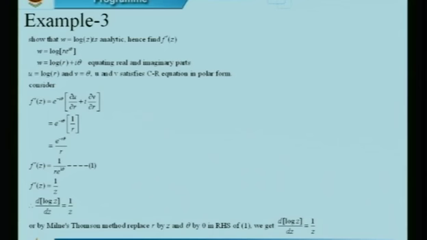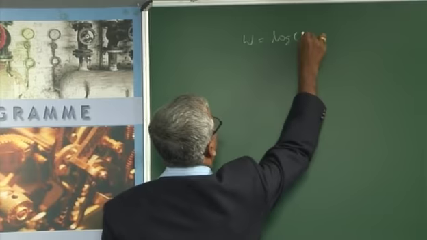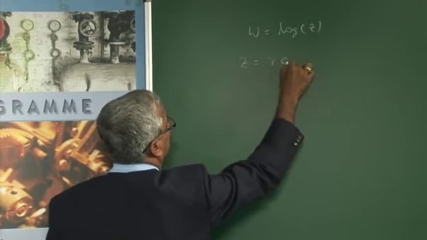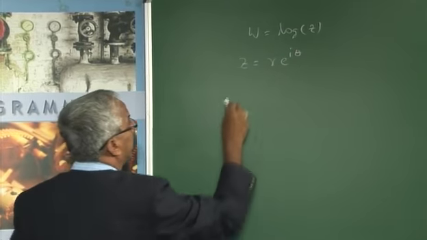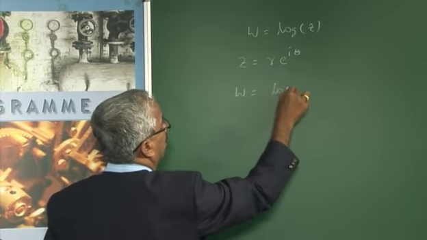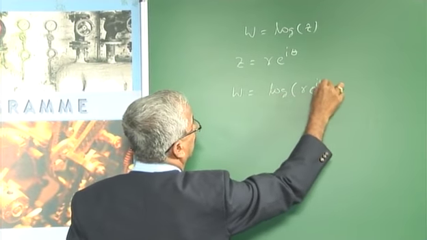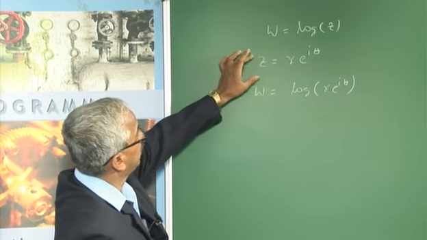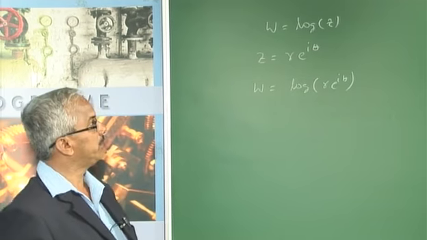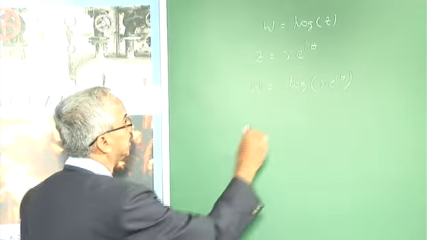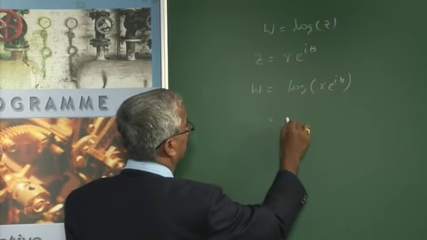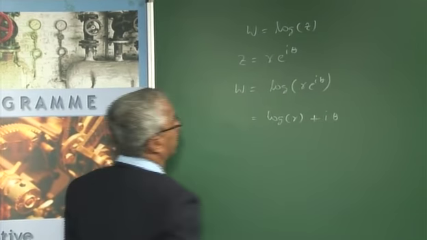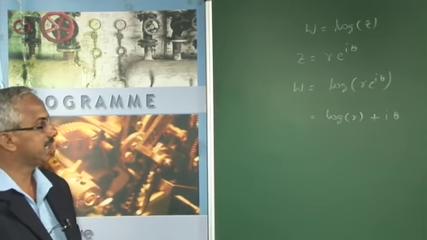W is equal to log Z. You know that a complex variable in polar form is r into e power i theta. Therefore, W is equal to log of r into e power i theta. So, the polar form is Z is equal to r into e power i theta, which I replace here, and by using the property of logarithm, it is log r plus i theta into log e base e, which is 1.